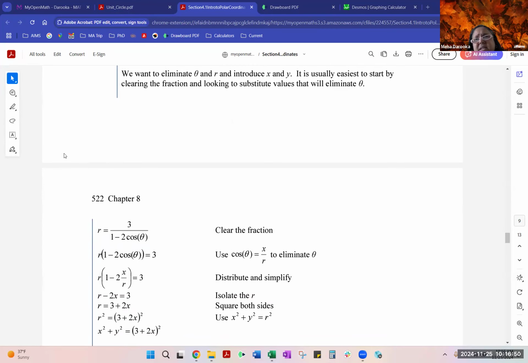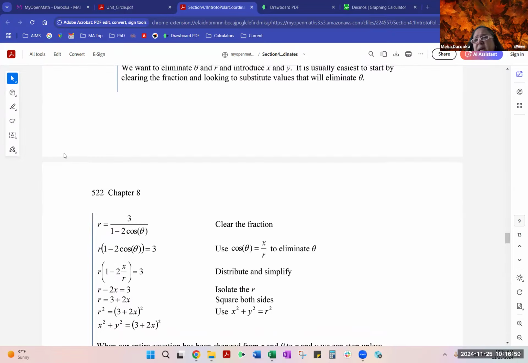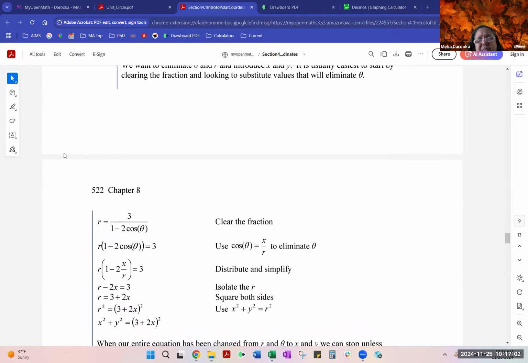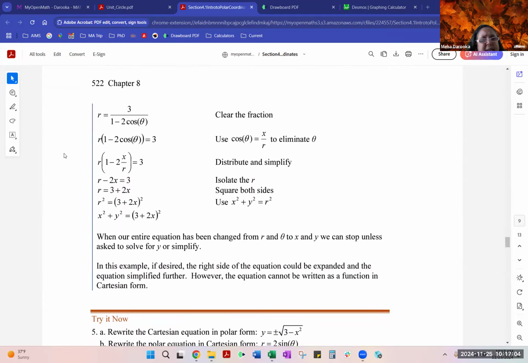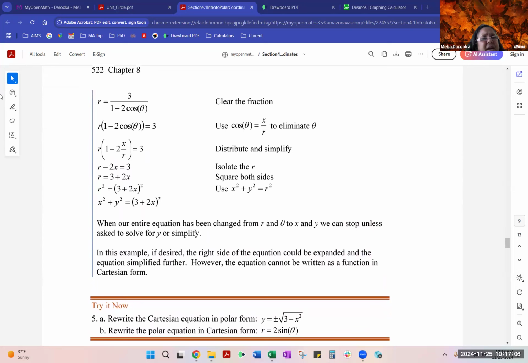So same thing, they're saying it is usually easy to start by clearing out the fraction and then see what we can do to substitute so that we can basically get rid of the theta angle. So let's start by clearing out the fractions, of course, reversing it, right? So since we are dividing 3 by 1 minus 2 times cosine of theta, you of course end up multiplying it on both sides. So you remove it from the right and move it to the left, and you can see we're multiplying these guys here.